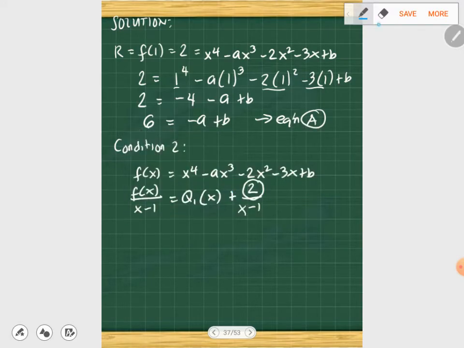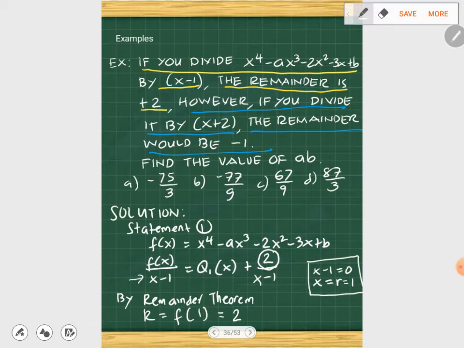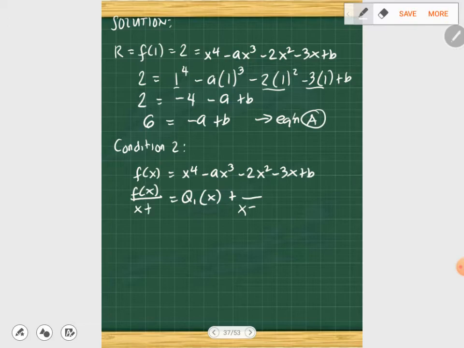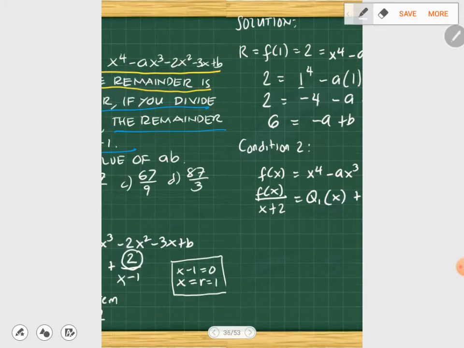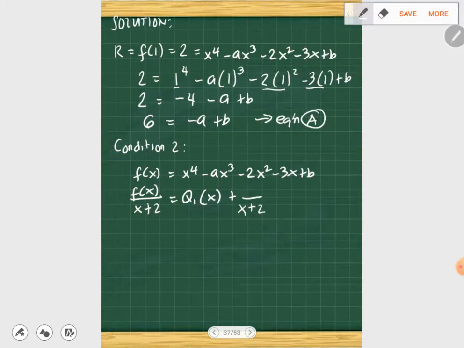So, yung magbabago na lang is yung remainder tsaka yung divisor natin. So, yung magiging divisor natin ngayon is ito na, yung x plus 2. So, x plus 2. Then, yung remainder natin is ito yung negative 1. Okay? So, this is negative 1.